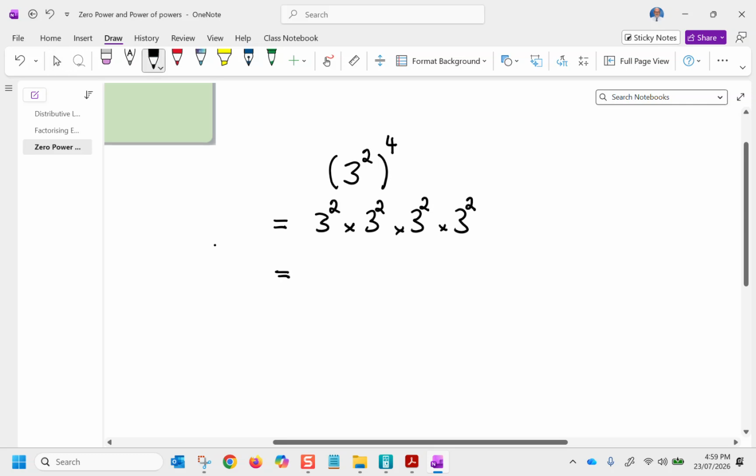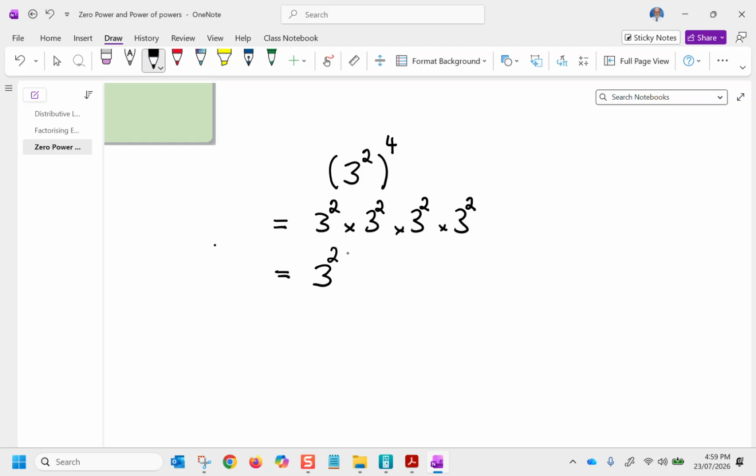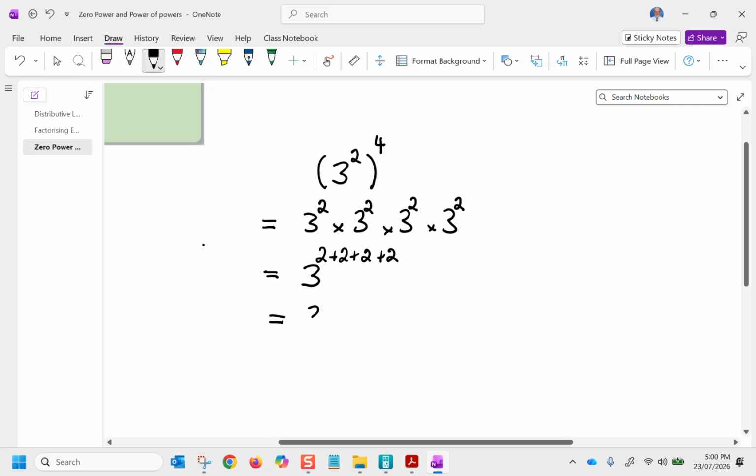Now we can use our addition rule for indices. These all have the same base and we're multiplying the terms. So it's really adding up all the powers. 2 plus 2 plus 2 plus 2. And now we can see all those 2's add to be a power of 8. Now that's the long way to do it.